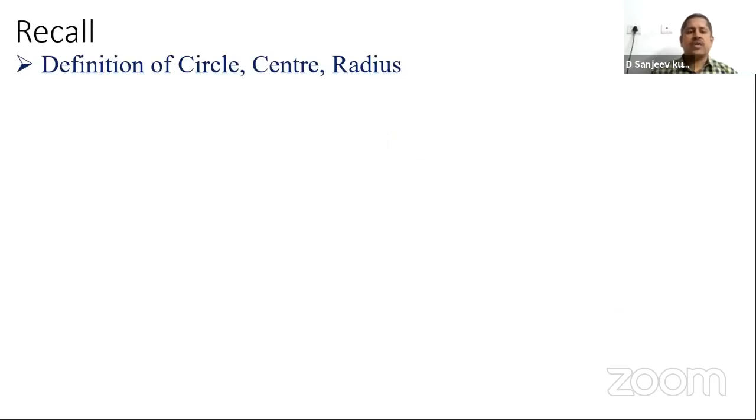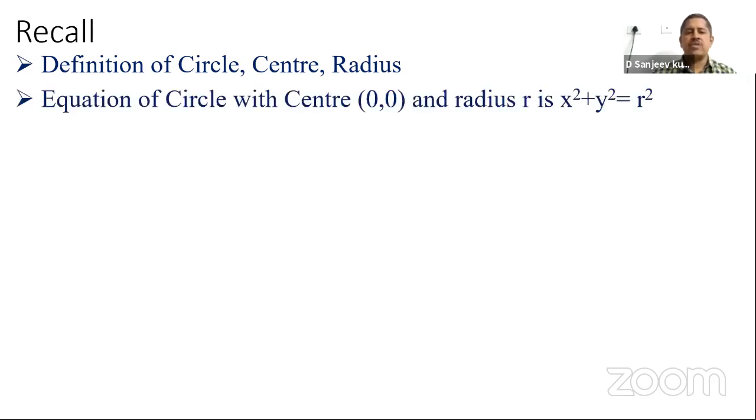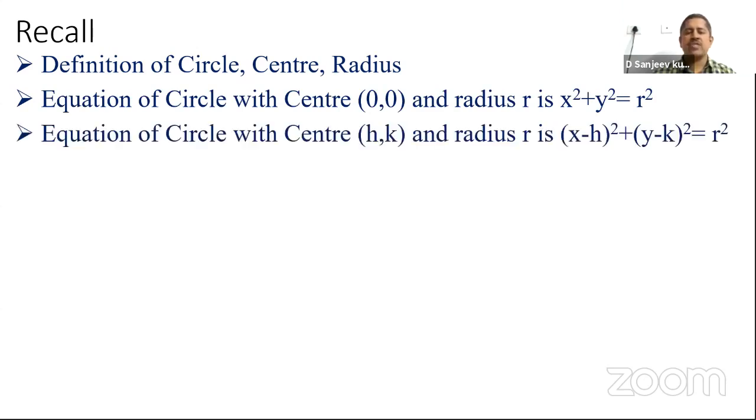Just recall it. We have defined what exactly a circle is. A circle is a set of points which are at a fixed distance from a fixed point. The fixed point is called the center, and the distance is called the radius. Then we took the equation of a circle whose center is (0, 0) and radius is r as x square plus y square is equal to r square. Then the equation of a circle whose center is (h, k) and radius is r: (x minus h) whole square plus (y minus k) whole square is equal to r square.